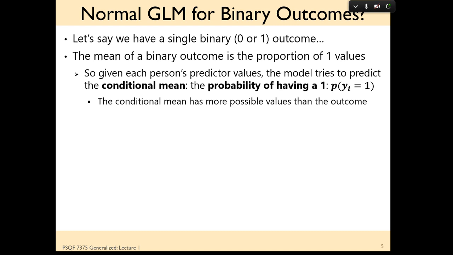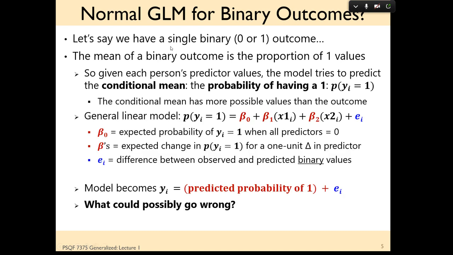So note there's different scales here. The original variable is just zeros and ones. The conditional mean is a probability that ranges from 0 to 1. So the conditional mean has more possible values than the outcome. That will be true for other conditional mean types as well.